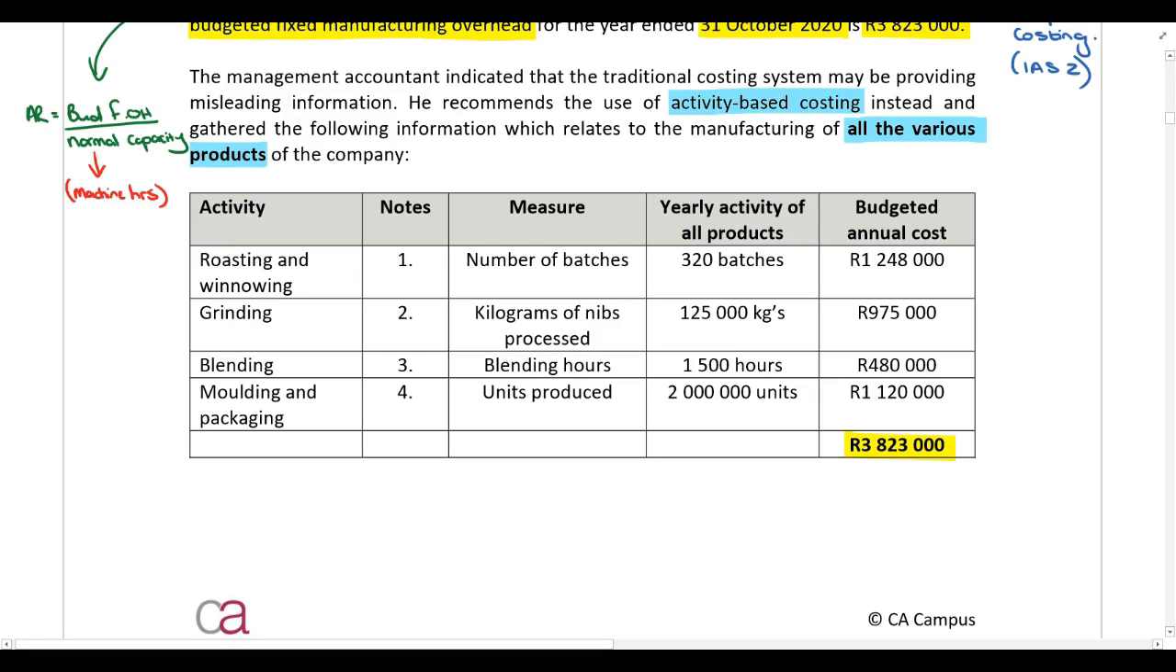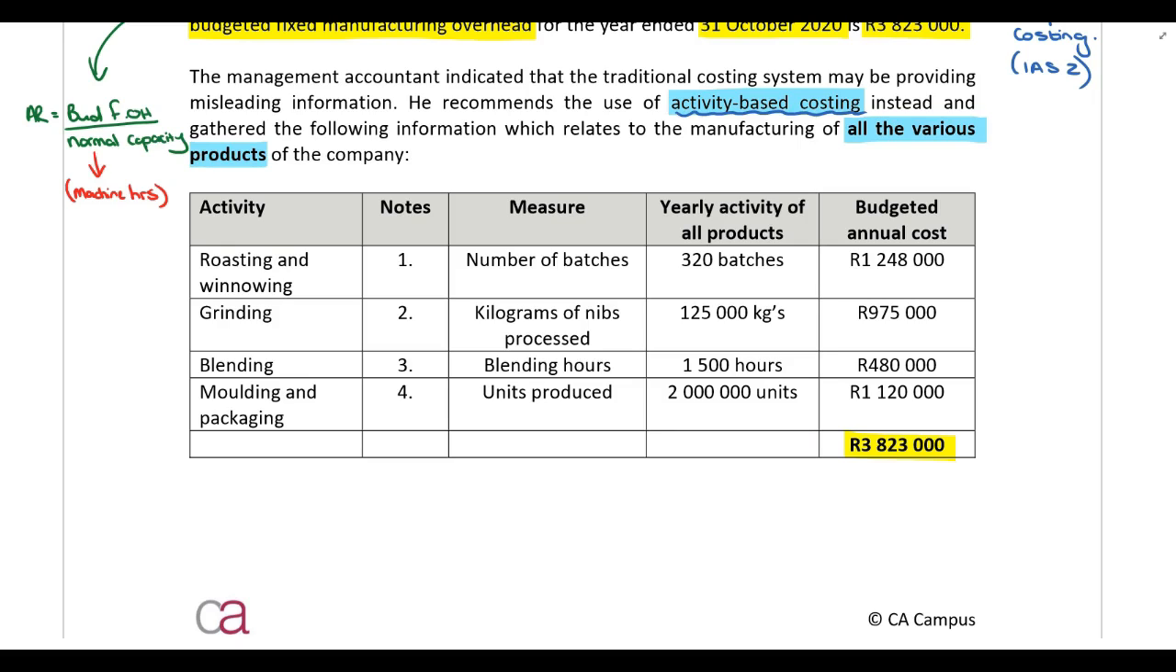Alright, so over here we were given all of the information relating to the use of activity-based costing, and you can see the total budgeted fixed manufacturing overhead has been broken down into 4 different activity areas. Now, if you look at the suggested solution that I've provided you with, I've included the table which I normally recommend. So the first column in the table is the activity. So we have 4 different activities: roasting and winnowing, grinding, blending, and molding and packaging. So those are the 4 activities.